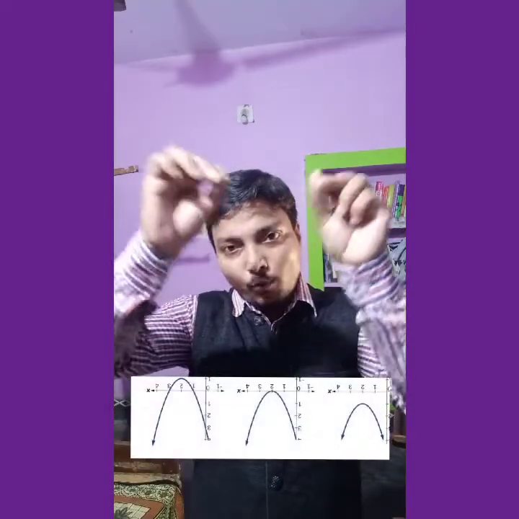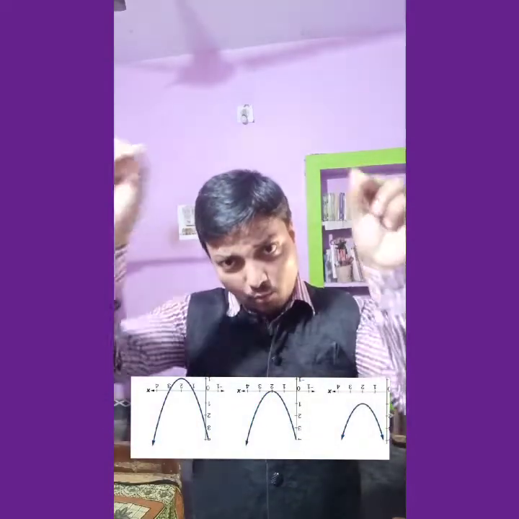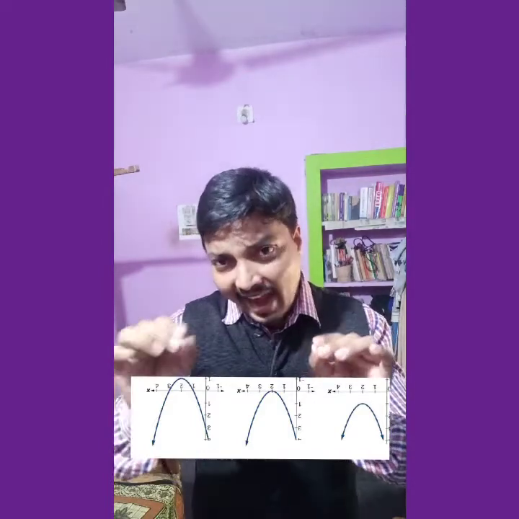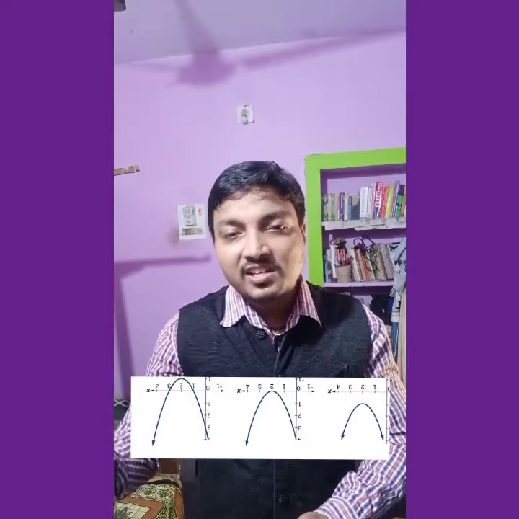Then I am showing another way. Here it opens downwardly. The situation is also the same. Opens downwardly means a is less than 0. But downwardly also means three situations come. In one situation it opens downwardly but intersects the x-axis at two points. Another one touches the x-axis at a point. Another one does not touch the x-axis.